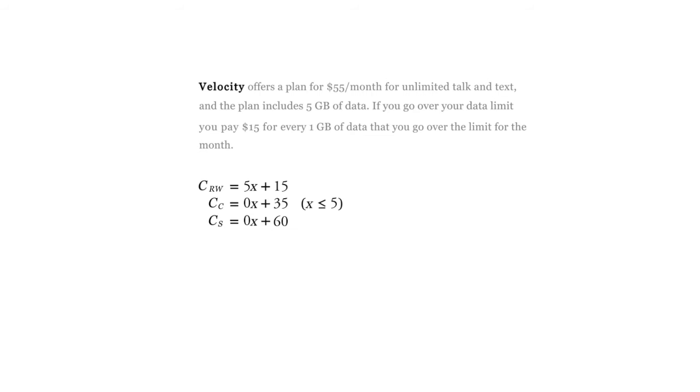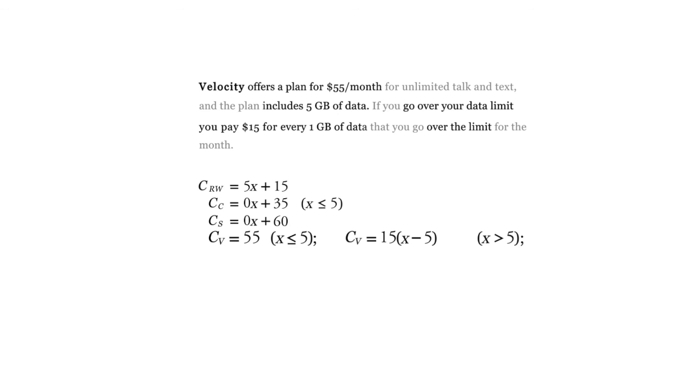So Velocity. Velocity is $55 a month for 5 gigs. And then when you go over that, it's $15 for every gig. So we're going to come up with a formula that looks like this one. The cost is $55 for all the values of x less than or equal to 5. And then what we have to do is, it's everything over 5 that's going to apply after that. So for x greater than 5, we're going to take $15 for every gig, but that's just for every gig over 5 gigs. So $15 times (x minus 5).